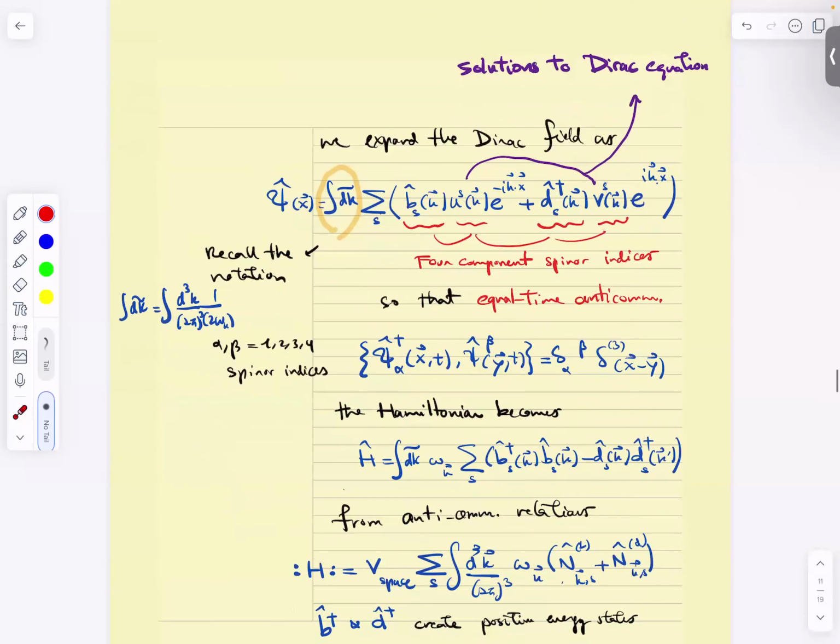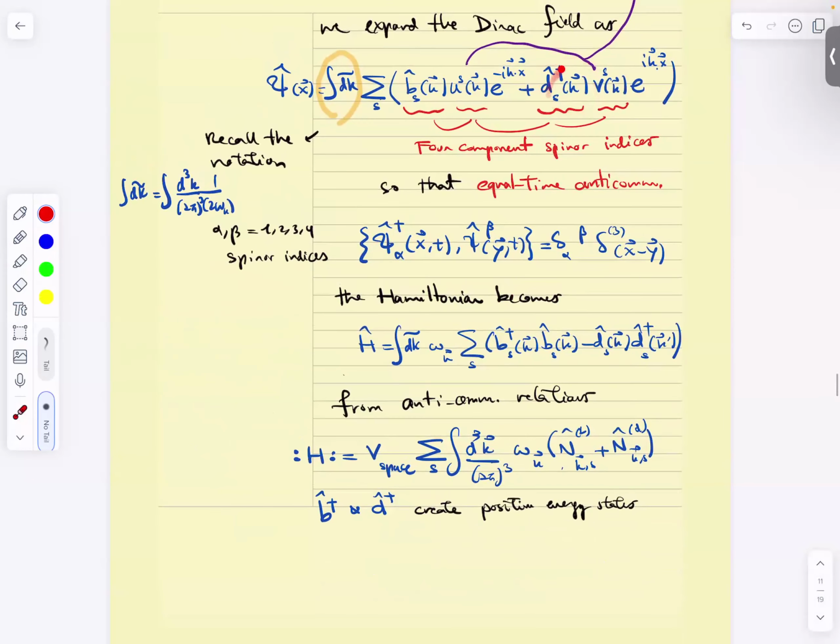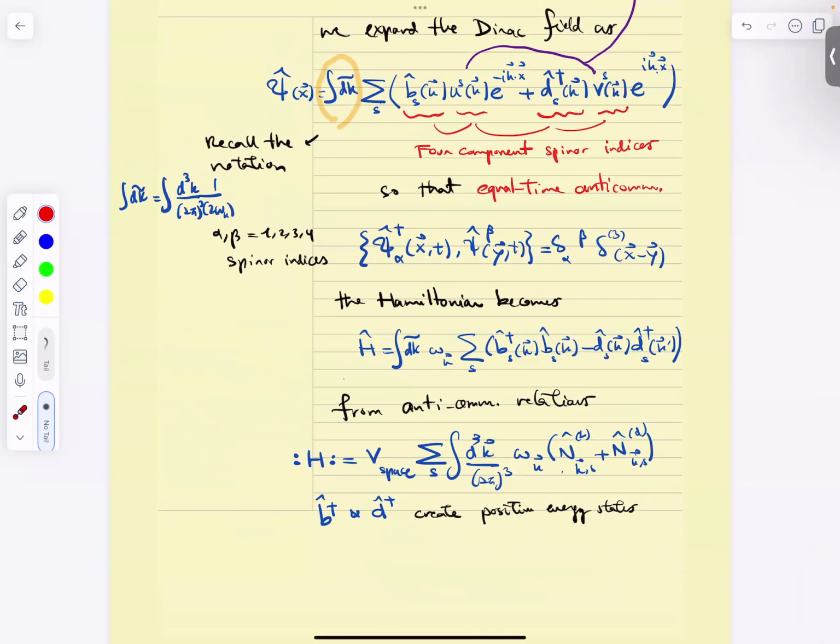Similarly, same business here. This is D dagger and this is B. Now you already know by analogy, the A and B modes for the complex scalar became particle and antiparticle. Here, B and D are particle and antiparticle. This is another beautiful prediction of quantum field theory. So for every fermion in nature, there must be an antiparticle.